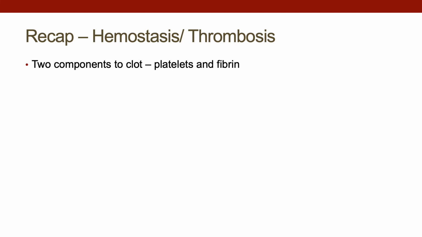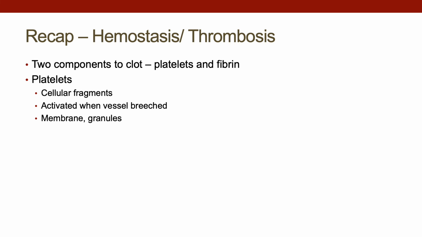So under hemostasis and thrombosis, there are two components to blood clots: the platelet clot and the fibrin clot. Platelets are the cellular fragments from megakaryocytes. They're activated when the blood vessels are damaged. They have membrane around them. They have these granules, which are the membrane vesicles inside them that contain various things.